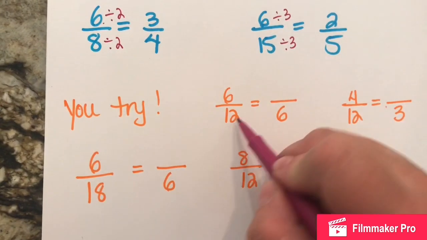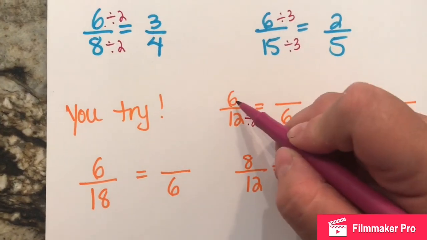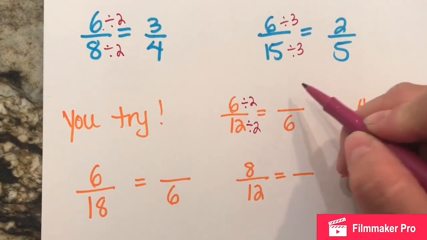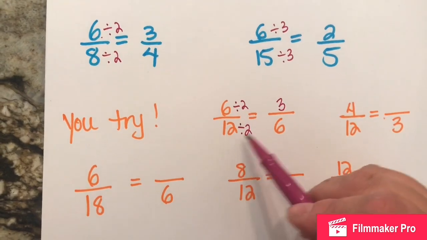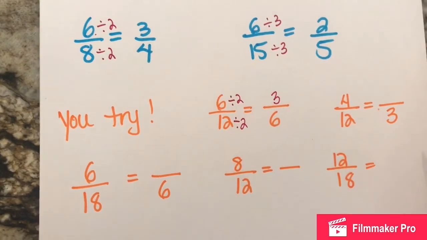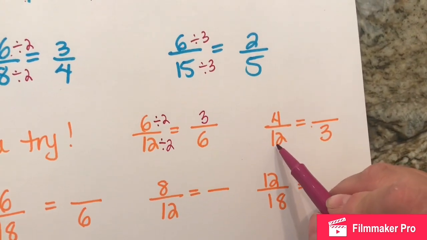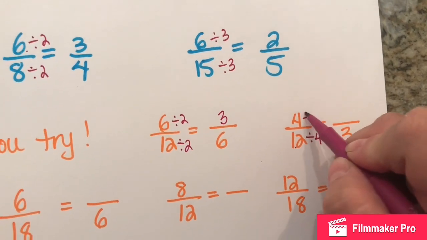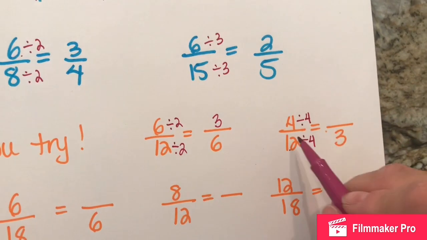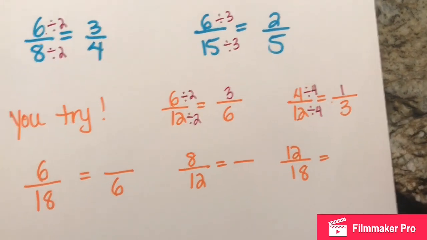Okay, so I know that 12 divided by 2 will get me down to 6. So that means I need to divide this 6 by 2 also and get me down to 3. So I know that 6/12 is equivalent to 3/6. Over to this one. I know that in order to get 12 down to 3, I had to divide by 4. And so I do that to the top number, to the numerator, and that will be 1. 4 fits into 4 one time.